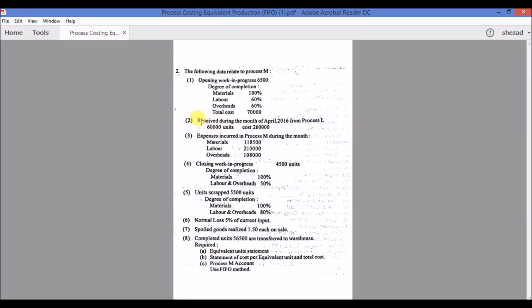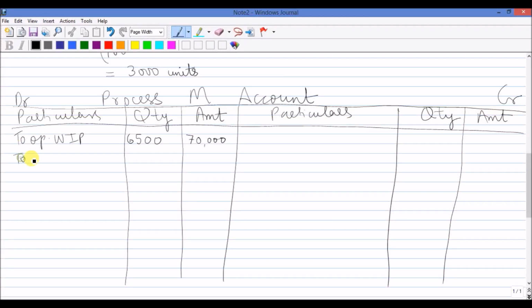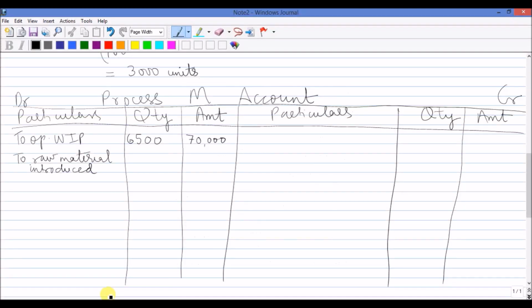Done. Then there is a raw material received, so it is an input for this process. Received during the month from the previous process L, 60,000 units we have received, and the cost is 2,60,000. So this is the raw material which is introduced. 60,000 units and the amount is 2,60,000. So we are done with it.